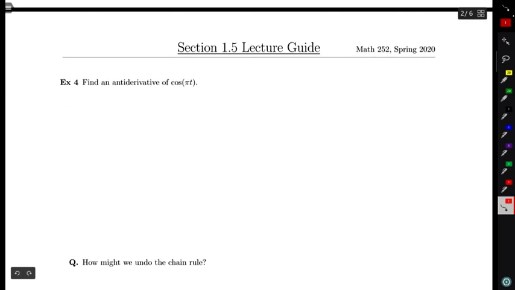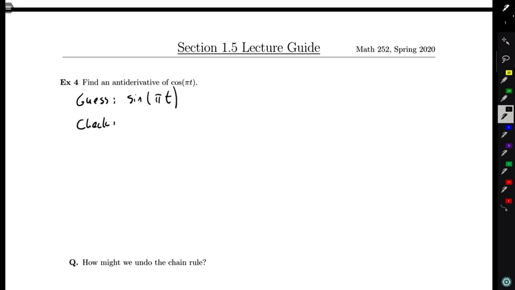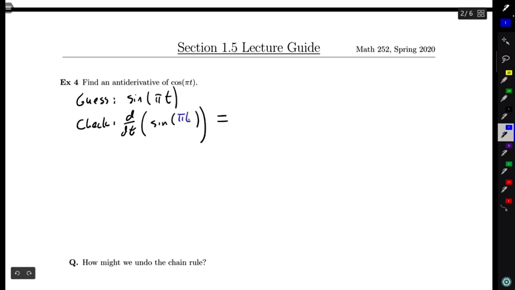So let's give that a try. We certainly have the method of guess and check available to us when finding these antiderivatives. So let's take a guess that an antiderivative is sine of pi t. So if this is our guess, and now we want to go through the check procedure, the derivative, so d dt of sine of pi t, our chain rule says derivative of the outside times derivative of the inside, so I'm using pi t as my inside function here, and sine as my outside function.